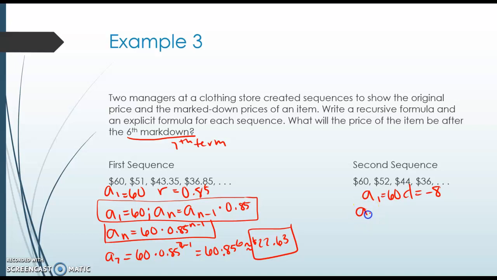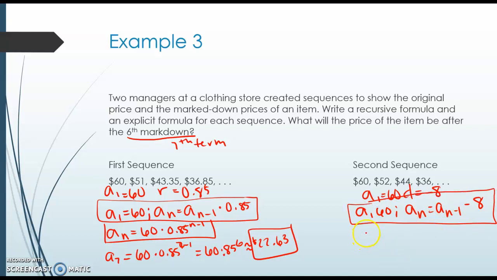So our recursive, we're going to do a sub 1 is 60, and then we're going to say that a sub n is going to equal a sub n minus 1 minus 8. So in this case it'd be 60 minus 8, and then we would just keep going. So this is our recursive.